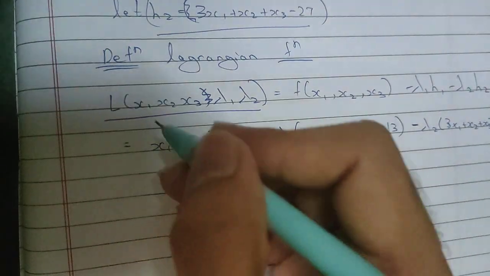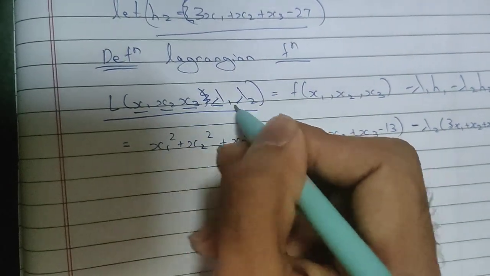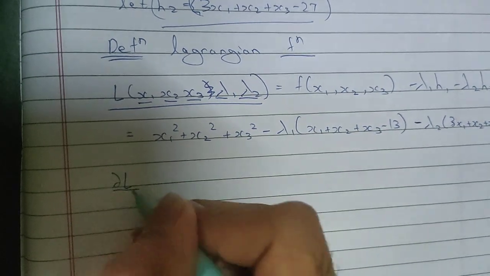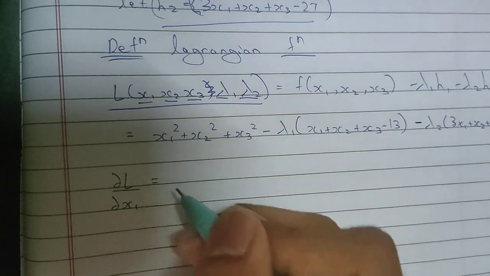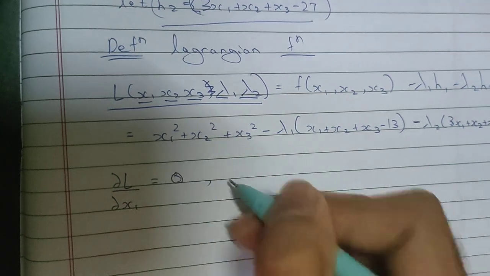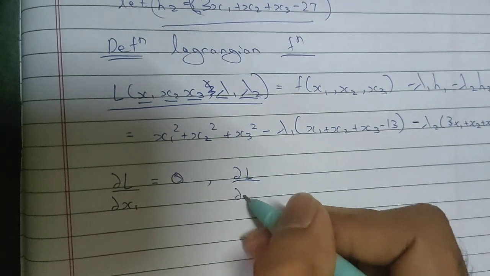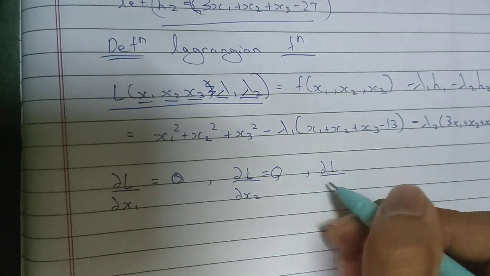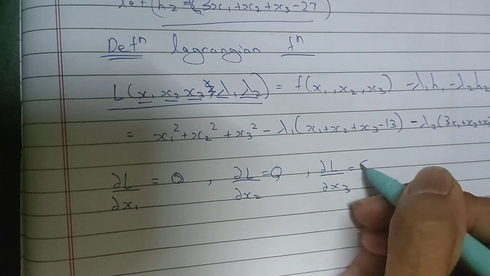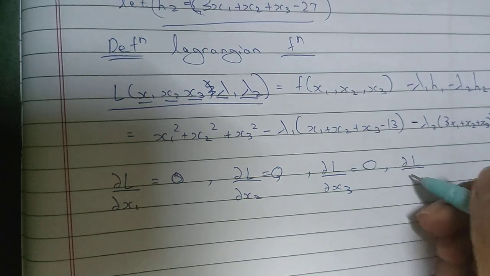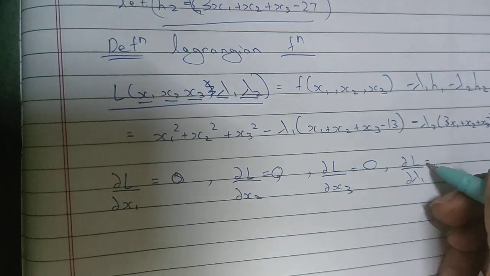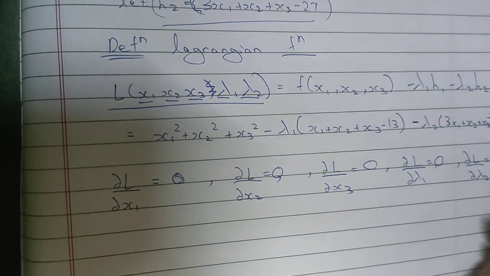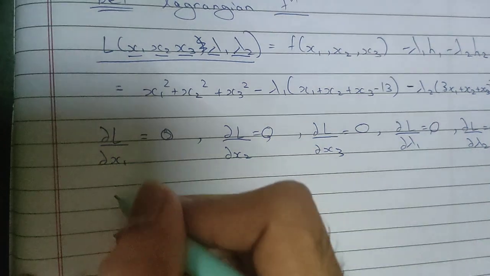Nicer. Now, since we have 1, 2, 3, 4, 5 variables, we need to differentiate our Lagrangian function with respect to each one of them, one at a time. First, we differentiate it with respect to x1, then with respect to x2, then with respect to x3, then once with lambda 1, and once with lambda 2. And each time after differentiating, we put it equal to 0.